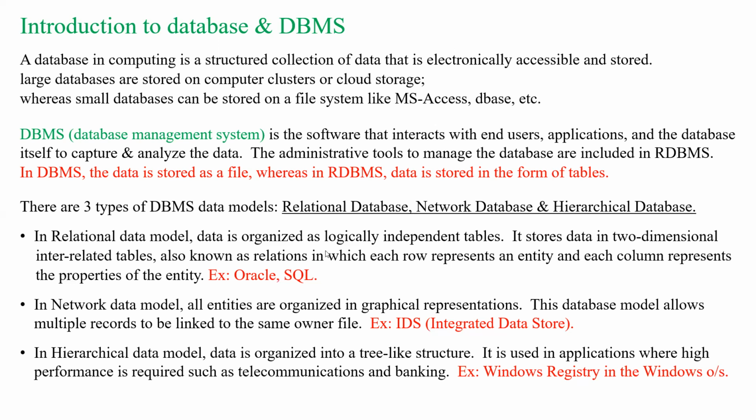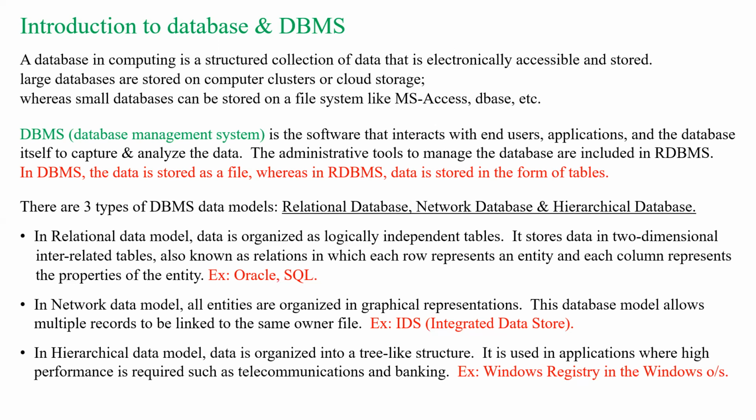The next database model is the network data model. Here, all entities are organized in graphical representations. This database model allows multiple records to be linked to the same owner or owner file. The best example is IDS, Integrated Data Store.